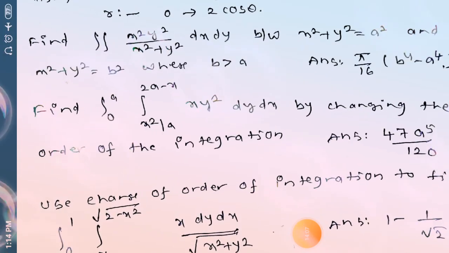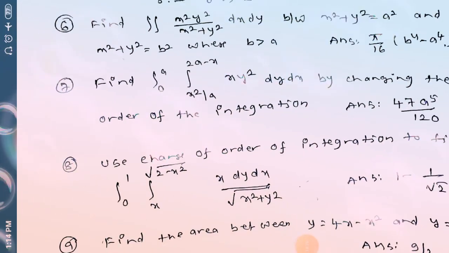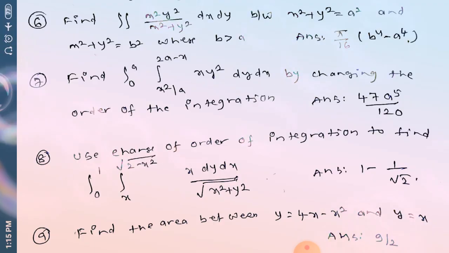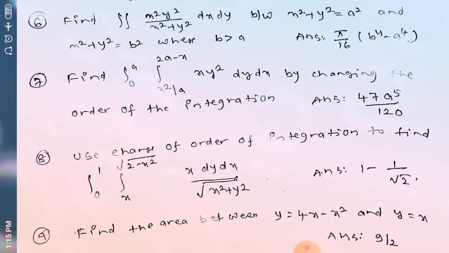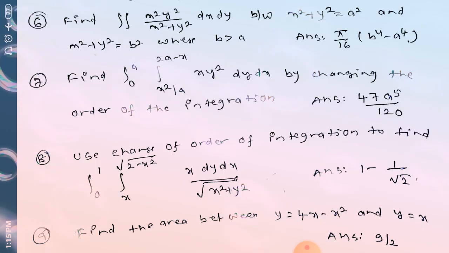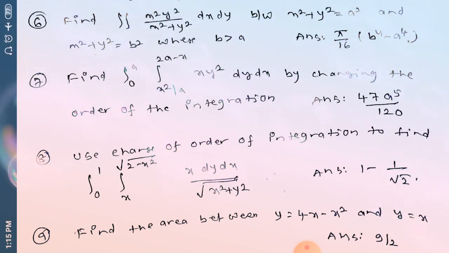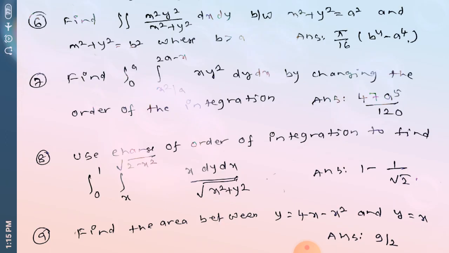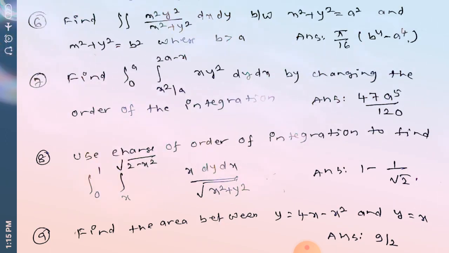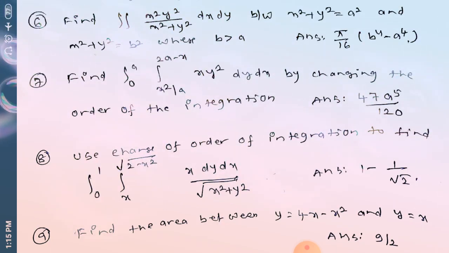Now look at your eighth problem. Use the change of order of integration to find the double integral, 0 to 1 and x to root of 2 minus x square, of x dy dx divided by under root of x square plus y square. Again, in order to change the order of integration, the same procedure. First you identify the first integral is x, 0 to 1, and the second integral is y, x to root of 2 minus x square. So this dy dx, now you are changing into dx dy.